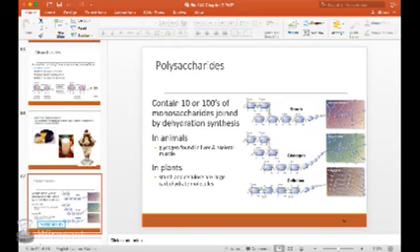Starch is how plants store energy, and then cellulose is what gives them structure. So we can get starch and cellulose from our food. We can also get glycogen from our food, but if we're eating plants, we're going to be getting starch and we're going to be getting cellulose from our food. We can digest starch and get energy from it. We cannot get energy from cellulose.